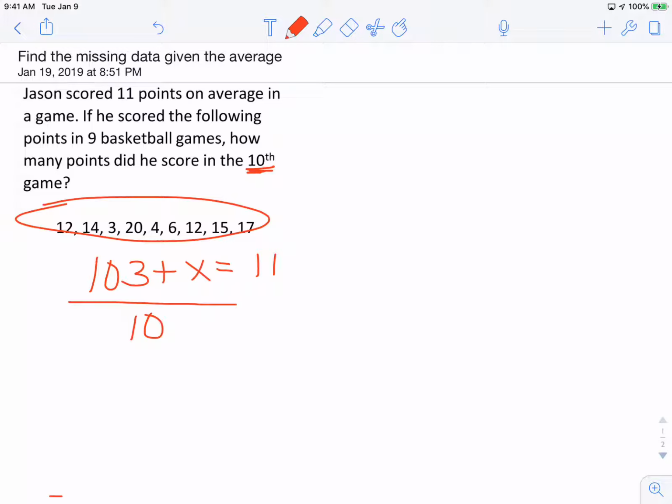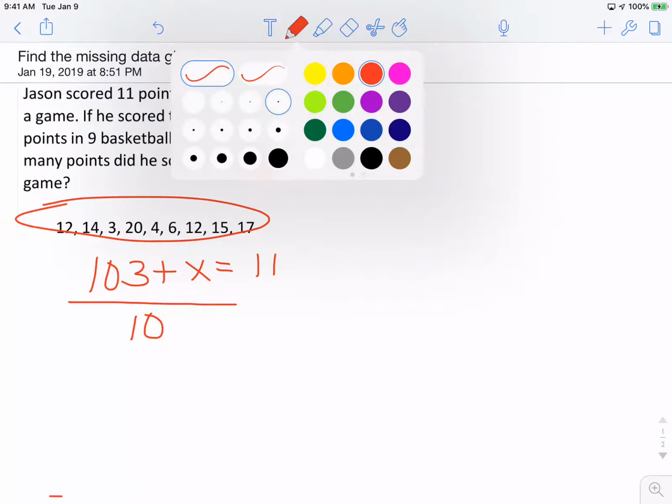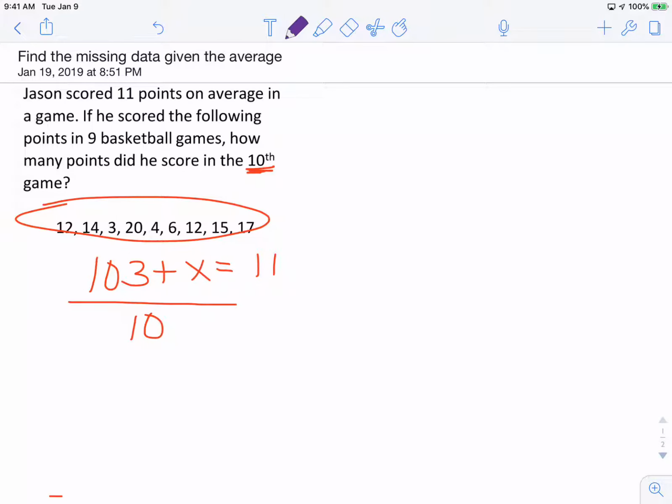Now remember, you have to do the opposite. I want to get rid of the 10 first, so I'm going to do the opposite, and I'm going to multiply by 10. And that will cancel out my 10 on the bottom.